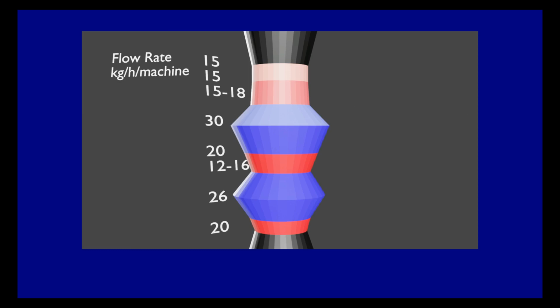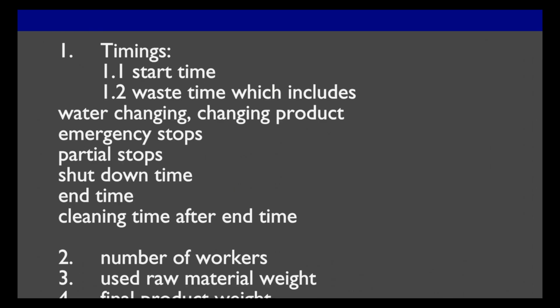Here is a template for this form, as follows: 1. Timings, which include start time, waste time, which includes water changing, changing product, emergency stops, partial stops, shutdown time, end time, and cleaning time after end time. 2. Number of workers. 3. Used raw material weight. 4. Final product weight.